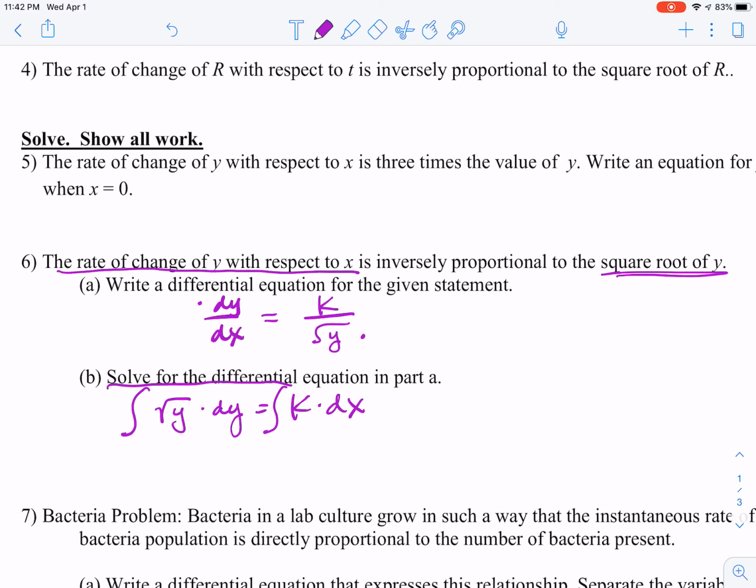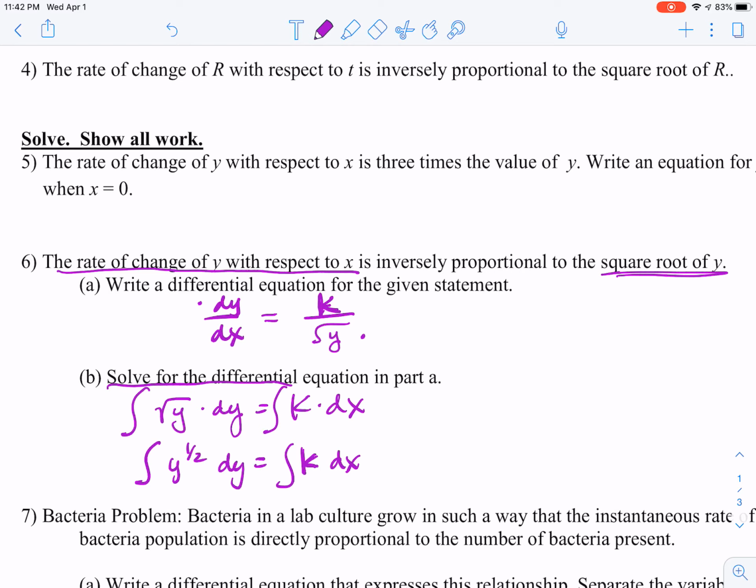Now remember that the square root of y is y to the 1/2. This is like the integral of y to the 1/2 dy. And then the integral of k dx. K being a constant. That's the constant of variation. Okay. So you think of your antiderivative rules.